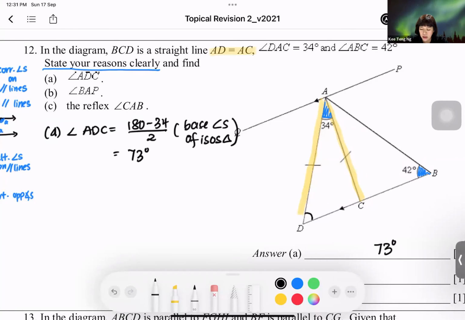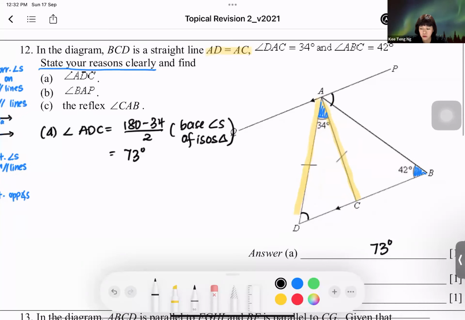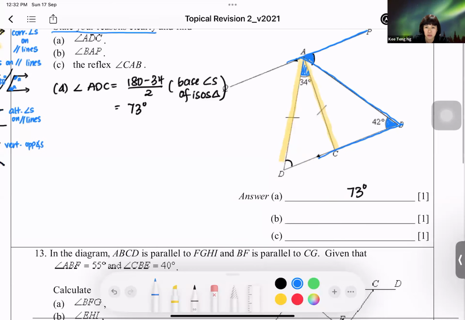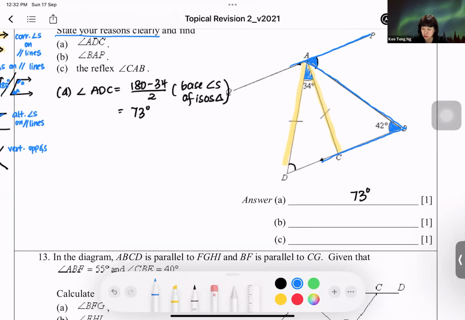Next one, find angle BAP over here. If I find angle BAP, how am I related to it? I've used 34 already. So the other angle I have not used is the angle 42 over here. And I notice that this line and this line are parallel, and I have a line that cuts across the two of them. So this angle over here will be alternate angles. You see a letter Z being formed. So angle BAP is just 42 degrees.